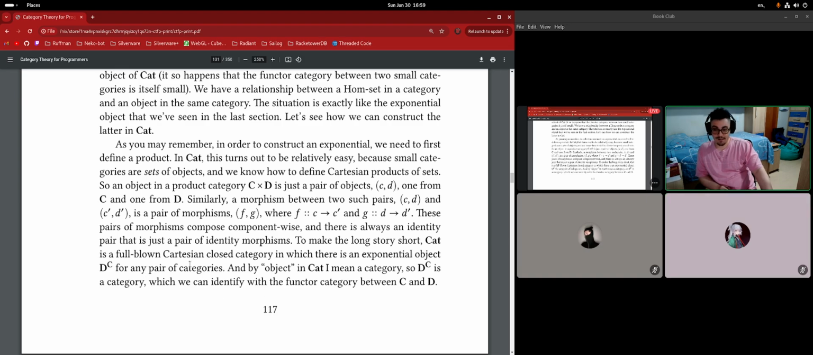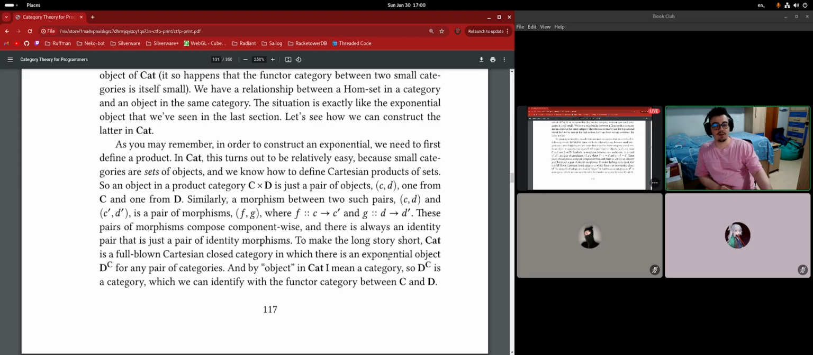To make the long story short, Cat is a full-blown Cartesian closed category, in which there is an exponential object D^C for any pair of categories. Okay, so let's take this little by little. Cat is a full-blown Cartesian closed category. What does that mean? Let's start from there. That means you can make products, so you have all the possible combinations of pairs of morphisms and pairs of objects, basically. In which there is an exponential object D^C for any pair of categories. So now I think we need to go back to the exponential conversation.